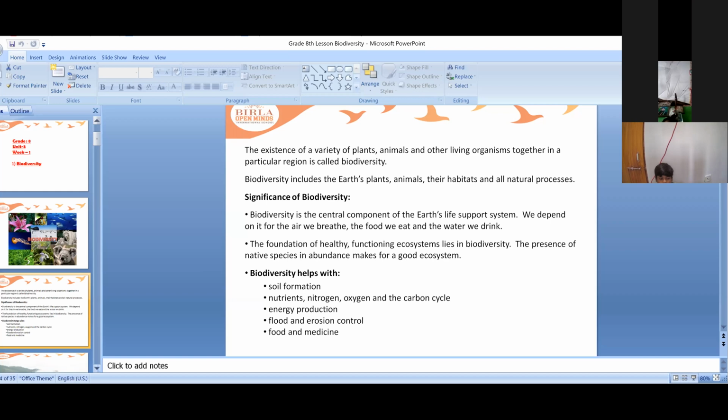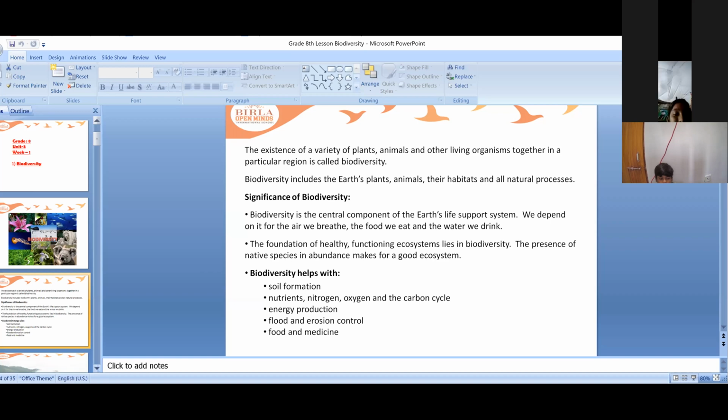The meaning of this line is: biodiversity is a central component of Earth's life support system. The meaning of this is that there is a diverse system on Earth. Diverse system means there are so many different types of animals. Yesterday I explained this to you. If only one kind of bird, only one kind of animal is there, there are no different types of animals on Earth. Assume that.